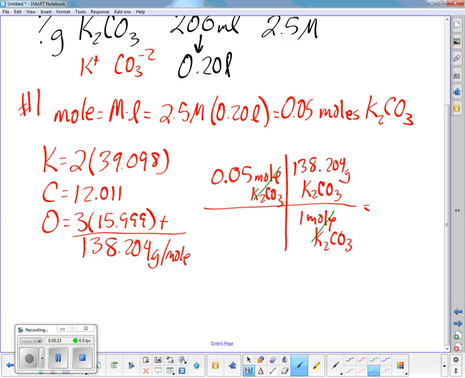It looks like I only had one significant figure. Was it 200.0 milliliters, or was it just 200? 200.0, so I actually have 2 significant figures, because that had 4, and this one had 2, so I report 2. So somewhere around 6.9 grams of K2CO3.